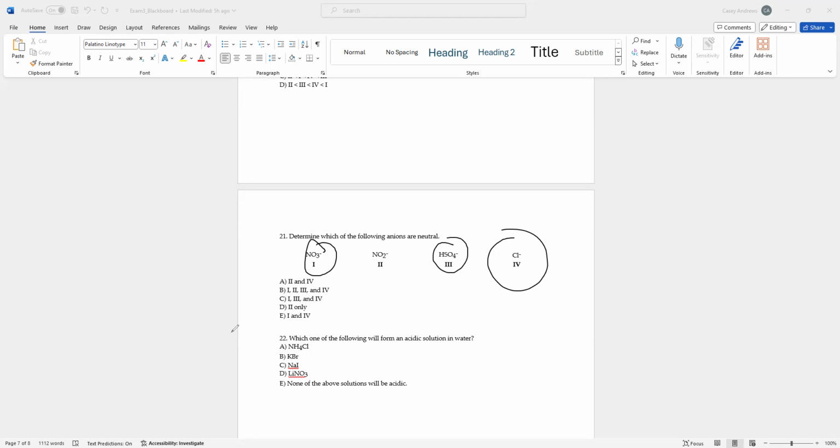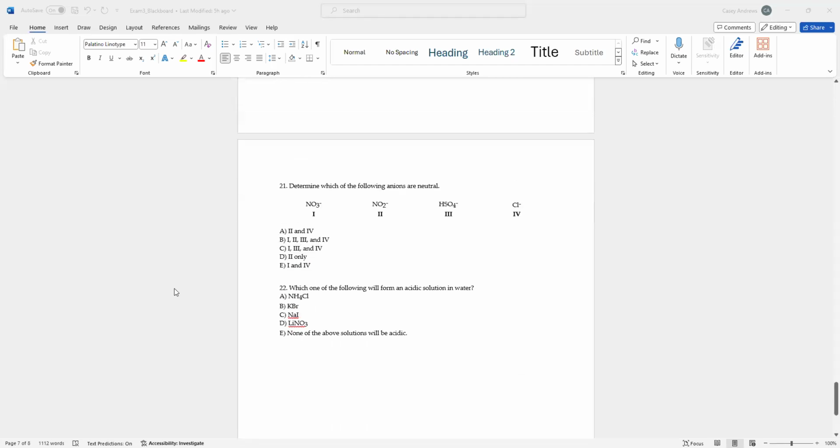Which of the following will form an acid in solution? That is A, right? Because when NH4Cl breaks down, you have NH4 plus and Cl minus. So hydrogen is positively charged, that's an acid. And that looks to be it.